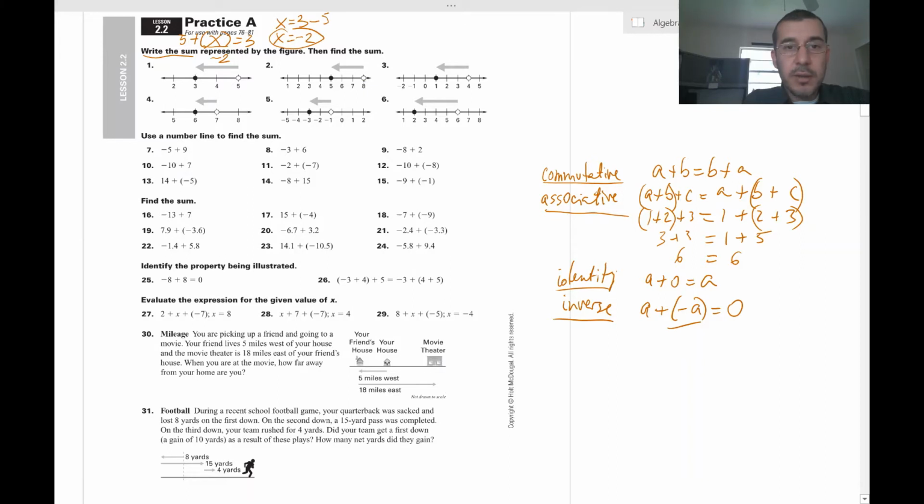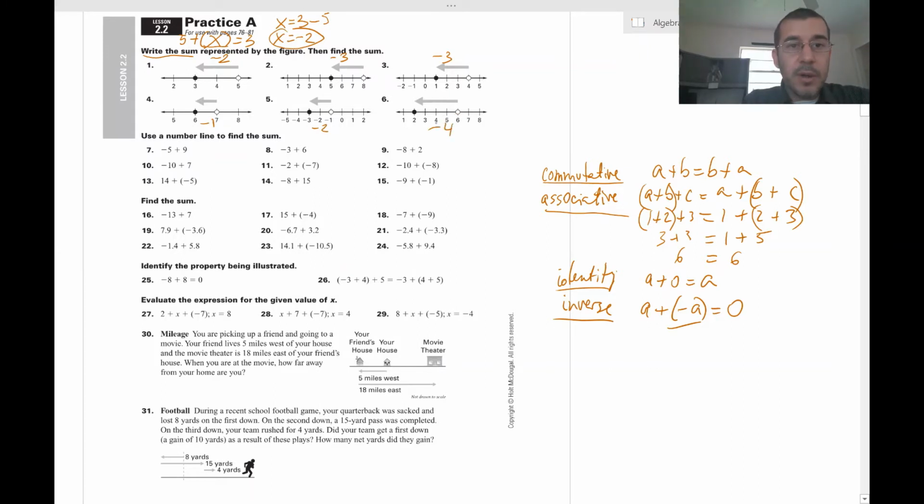From 8, we're going 1, 2, 3 to the negative side, right? So it's minus 1, minus 2, minus 3. So this is minus 3. Next one, number 3, is 1, 2, 3, minus 3 again. Next one is minus 1. Number 5 is minus 2. Number 6 is minus 1, 2, 3, 4, minus 4.